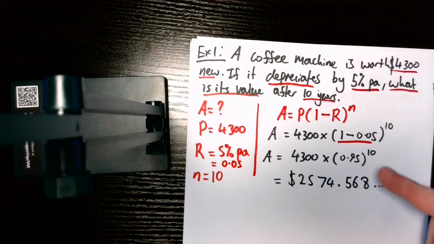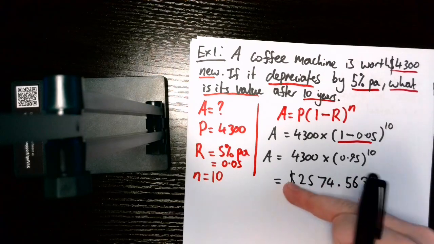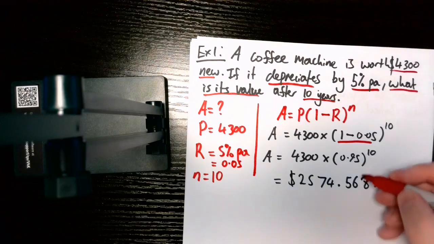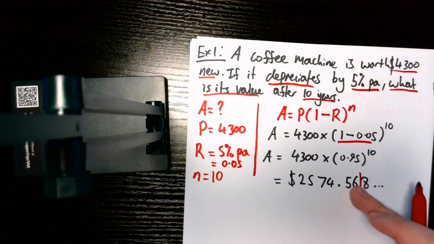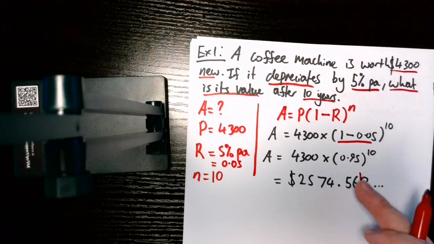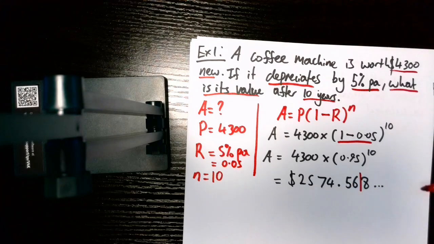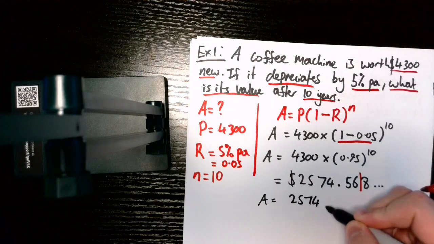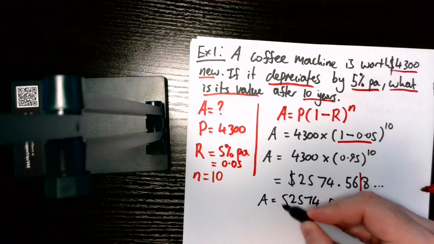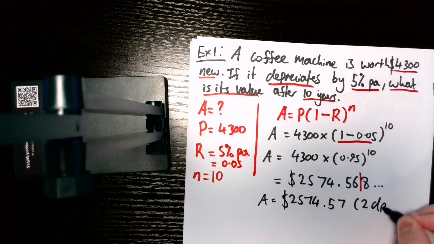Now remember, we want this to be as a currency, and currency in Australian dollars has a dollar sign and 2 decimal places. So we need to round our answer to 2 decimal places. We draw a line after our second decimal place, and we check, after the line is an 8, therefore we must round up our number before the line, the 6. So that will become a 7. So our final answer is equal to $2,574.57. And remember, when you're answering these sorts of questions, you must tell people that you have now rounded it to 2 decimal places.